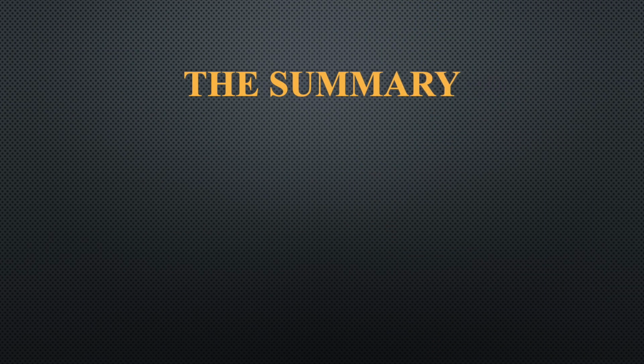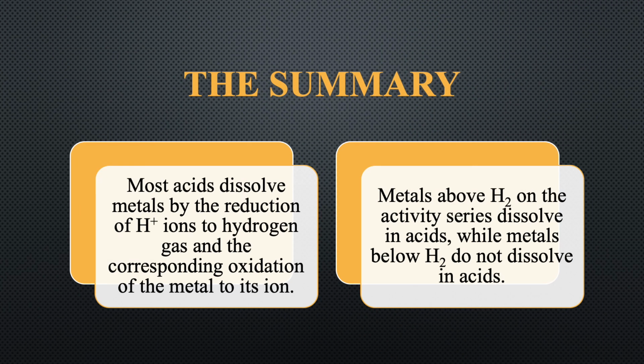By the end of our lesson, we can understand that most acids dissolve metals by the reduction of hydrogen ions to hydrogen gas molecules, and metals above hydrogen in the activity series dissolve in acids, while metals below hydrogen do not dissolve in acids. That was the end of our lesson.